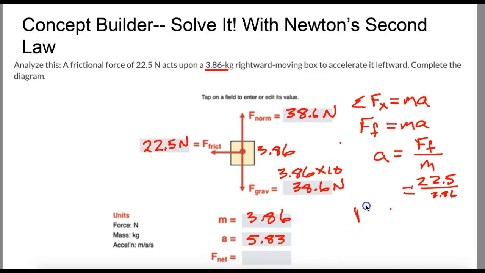So your F net is equal to your mass, which was 3.86, times your acceleration, which is 5.83. And so if you multiply 3.86 times the 5.83, you know what you're going to get, 22.5. And that is your net force acting on this object.